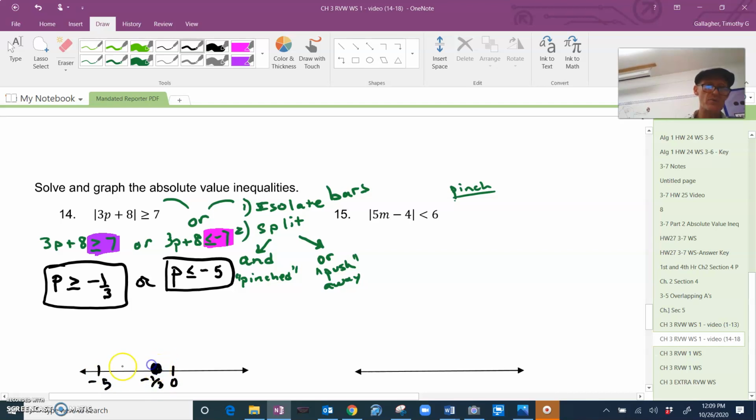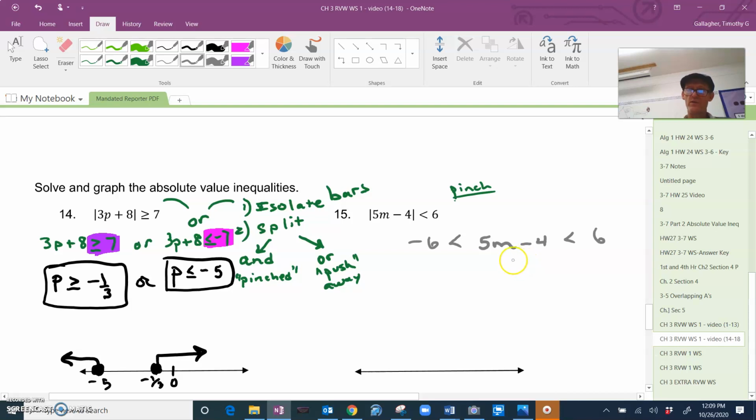The numbers get circled and filled in, and greater than or equal to negative 1/3 is to the right, less than or equal to negative 5 is to the left, so it gets pushed away. This next problem will get pinched in. So for this problem, it'll be 5m minus 4 less than 6 and greater than negative 6.